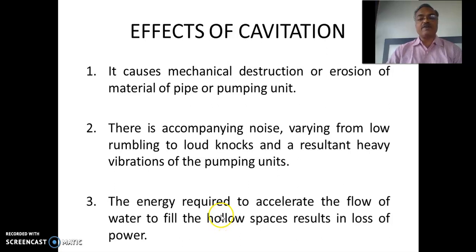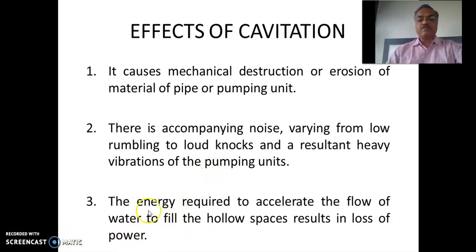What are the effects of cavitation? It causes mechanical destruction or erosion of material of pipe or pumping unit. There is accompanying noise varying from low rumbling to loud knocks, and the resultant heavy vibration of the pumping units. So vibration is another sign that tells you that cavitation may be occurring. So it gives you the hint.